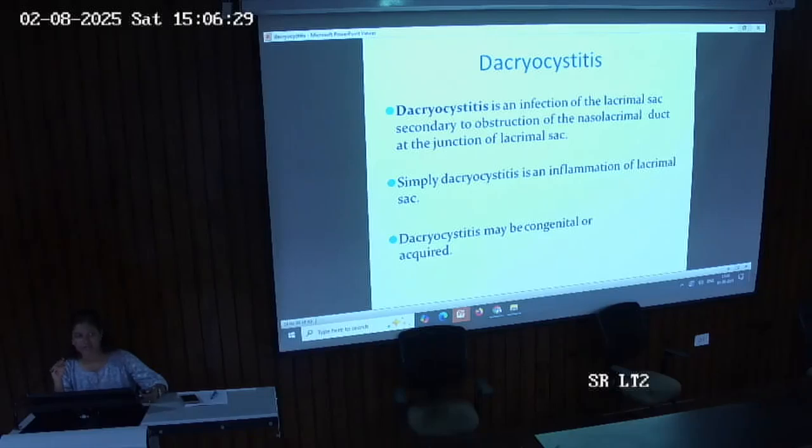So from the lacrimal gland and accessory lacrimal gland, the tear production is there, and from there are two lacrimal papillae, one in the upper lid and one in the lower lid. From it, it is connected to vertical canaliculi and then horizontal canaliculi, which open either commonly or separately into the lacrimal sac. And from the lacrimal sac there is the nasolacrimal duct, which opens in the inferior meatus of the nose.